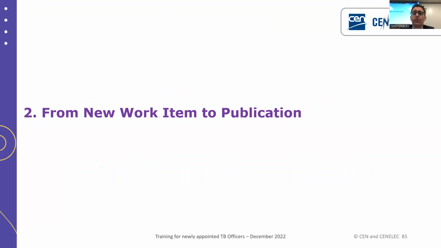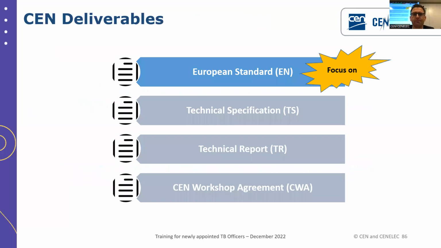So now we can move to the second part of this presentation, about how standards are being developed, from the moment that the new work item is created until the publication of a standard. There are 4 types of CEN deliverables. The first one is European standards. Second, we have technical specifications. We also have technical reports, and we have CEN workshop agreements. And the focus of this presentation is really on European standards, which basically is our prime deliverable.